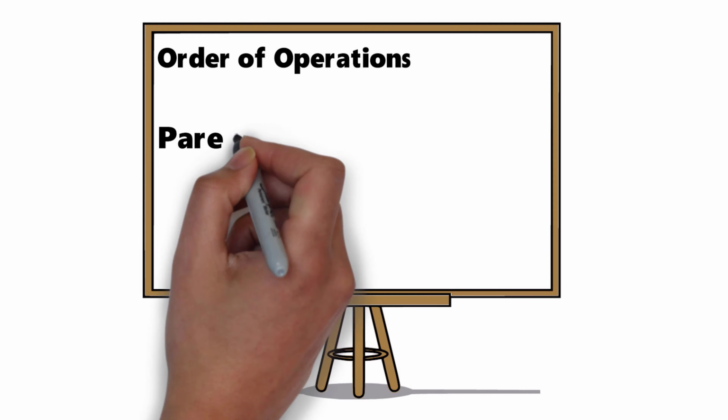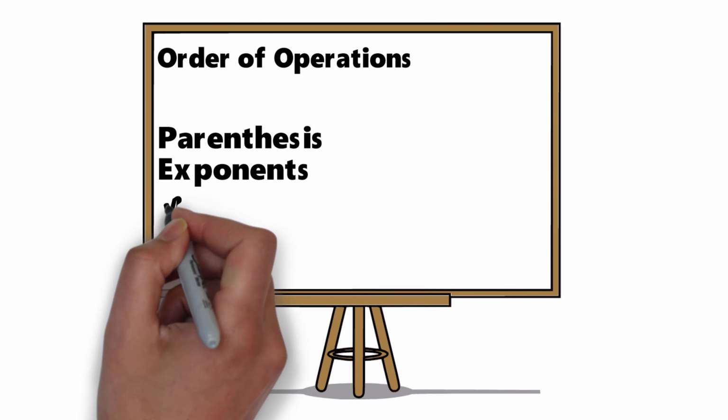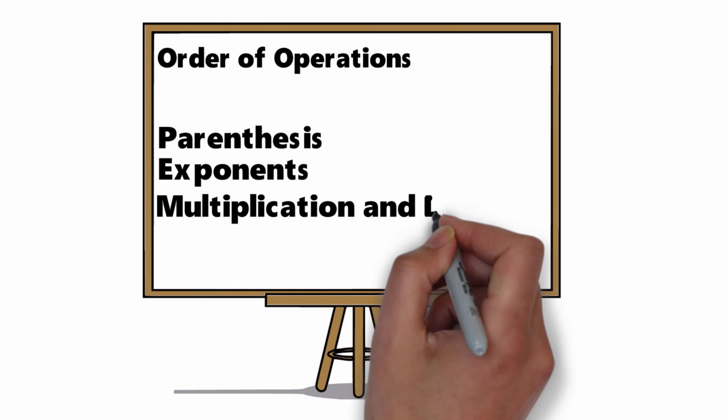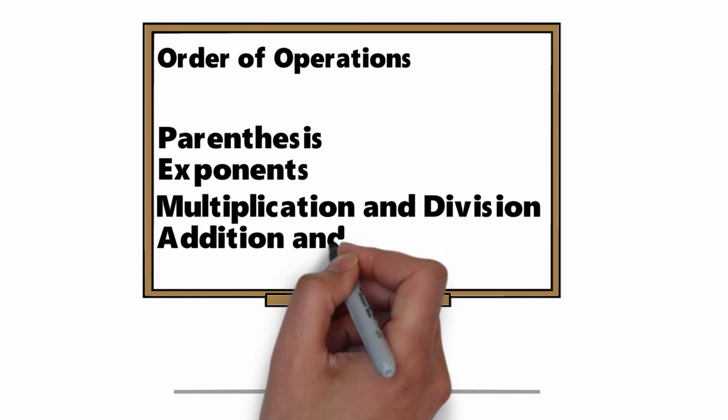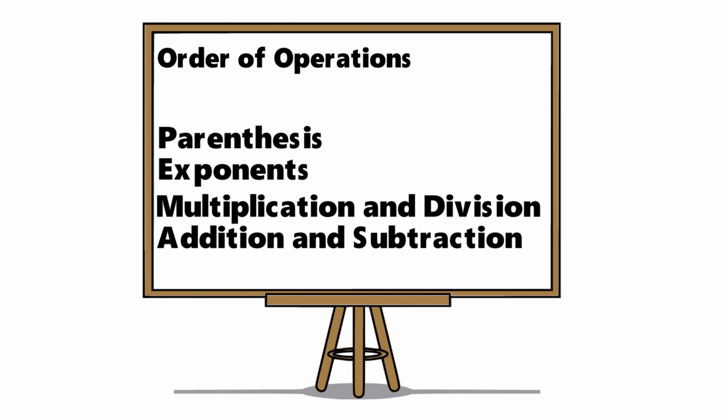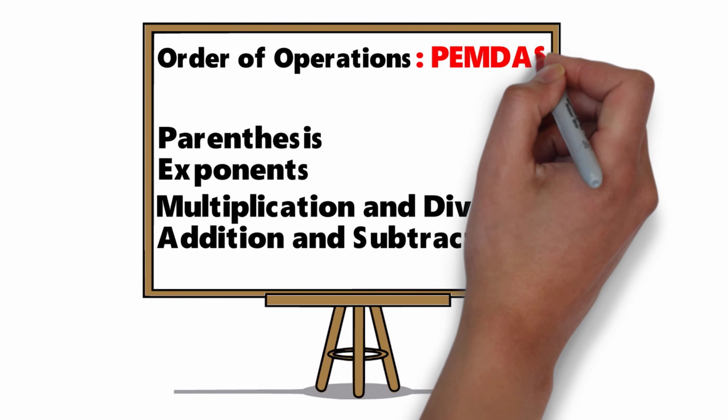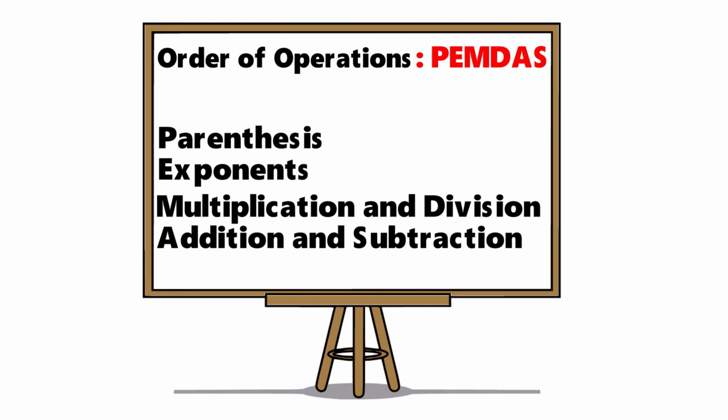As we all learned in school, the correct order of operations in math is parentheses, exponents, multiplication and division, and then addition and subtraction. You can even use the acronym PEMDAS, which reflects the first letter from all of these operations.